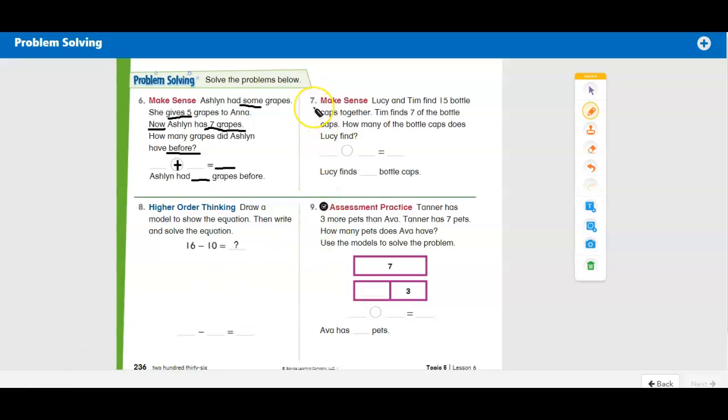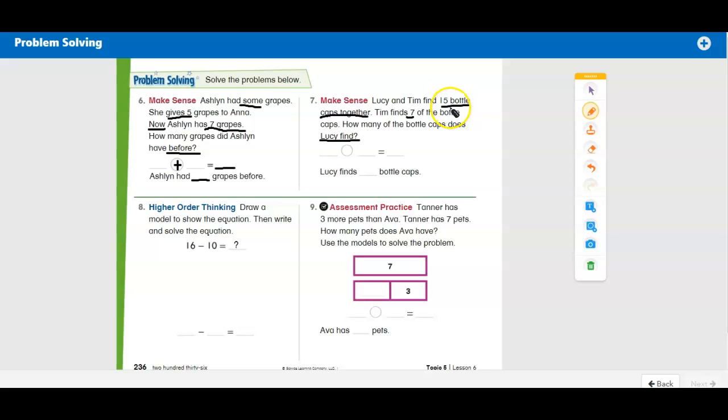Number 7 says Lucy and Tim find 15 bottle caps together. Tim finds 7 of the bottle caps. How many of the bottle caps does Lucy find? Let's look at this again. So Lucy and Tim find 15 bottle caps together. Tim finds 7, but we want to know how many did Lucy find?